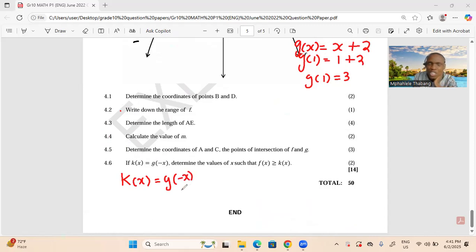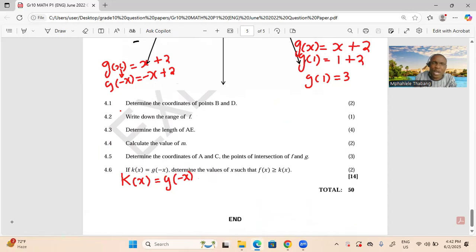Do you still remember the equation of g of x? g of x is equal to x plus 2. So what is going to be g of negative x? Simply go to the input value x, and where there is x, you put in negative x. So g of negative x is equal to negative x plus 2.